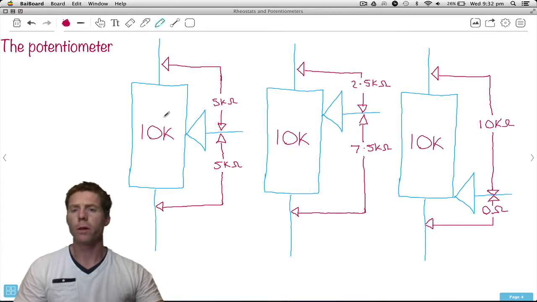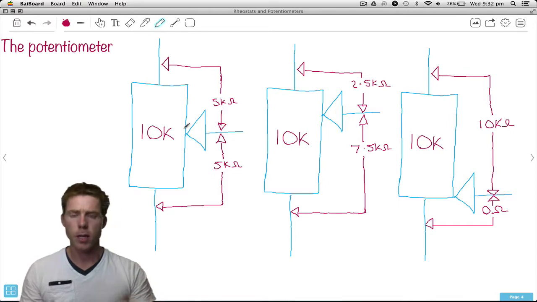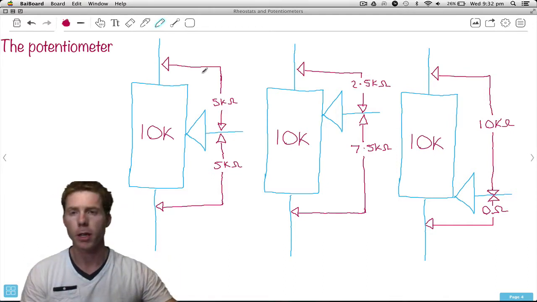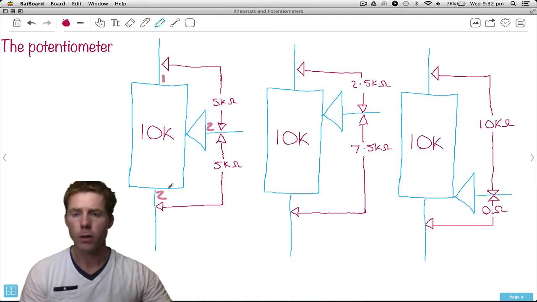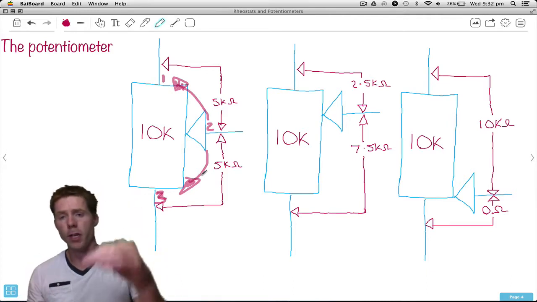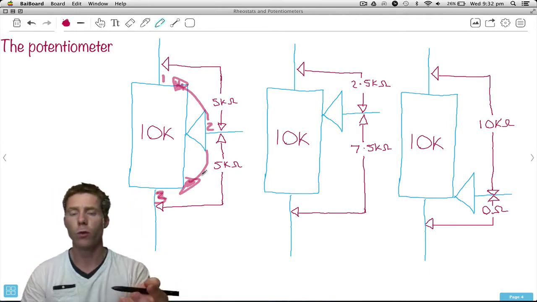But for this particular one, as we move the wiper arm up or down, either the wiper arm will get closer to 1 while moving further away from 3, or the opposite: we'll move it down, it gets closer to 3 and further away from 1.